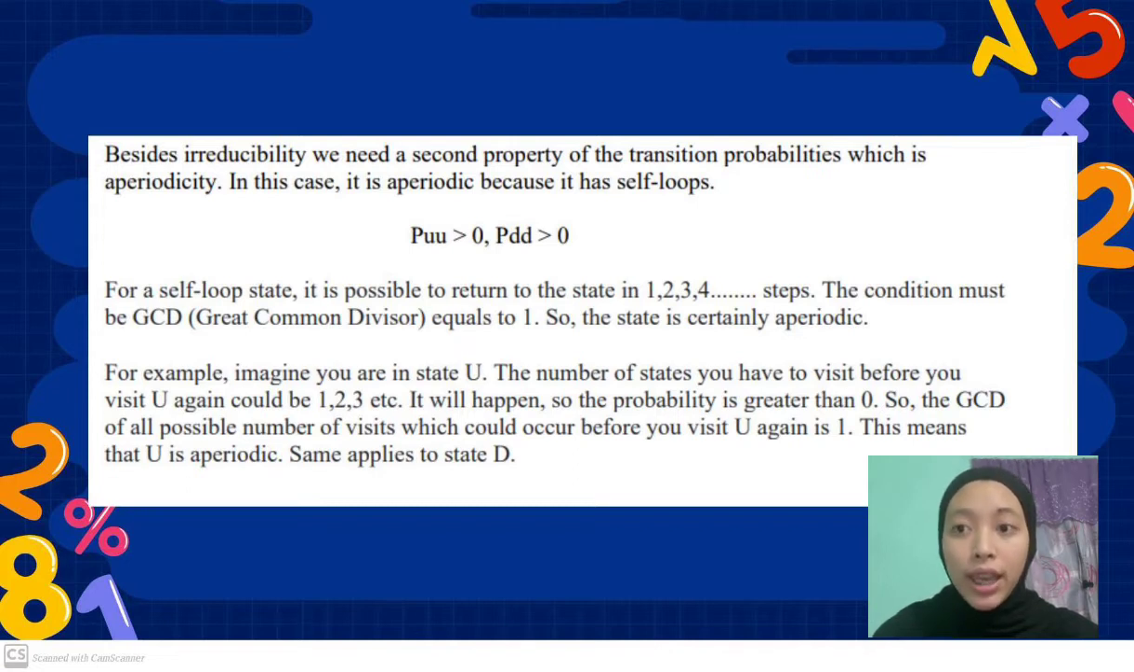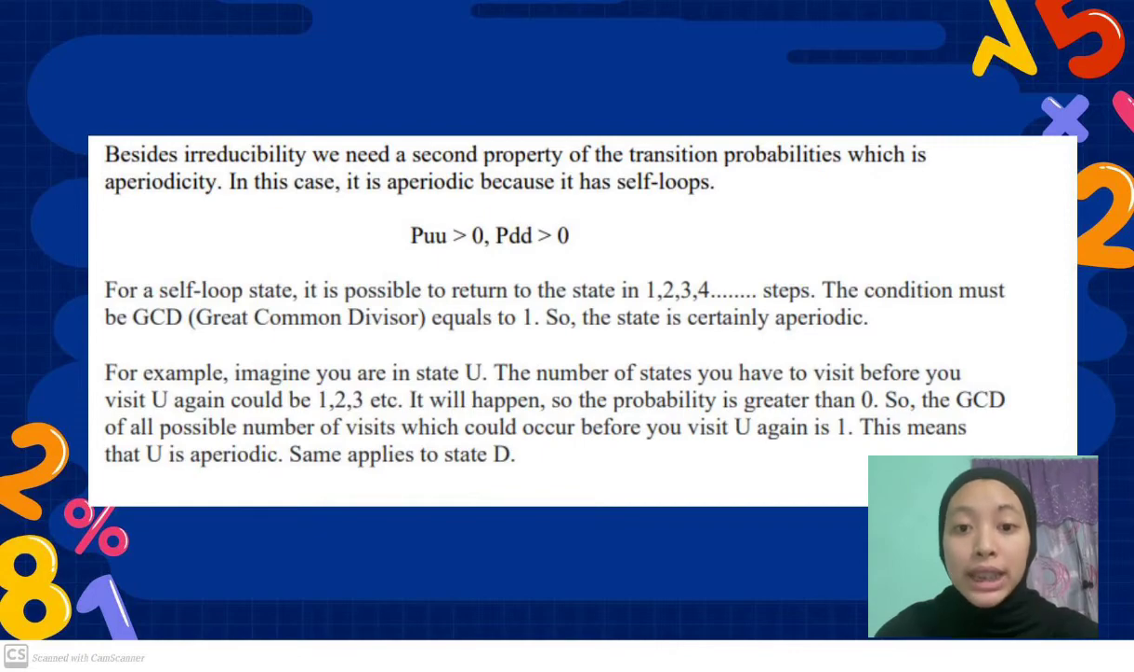For example, imagine you are in state U. The number of steps before you visit U again could be 1, 2, 3, etc. It will happen, so the probability is greater than 0. So the GCD of all possible numbers of steps which could occur before you visit U again is 1. This means that U is aperiodic.